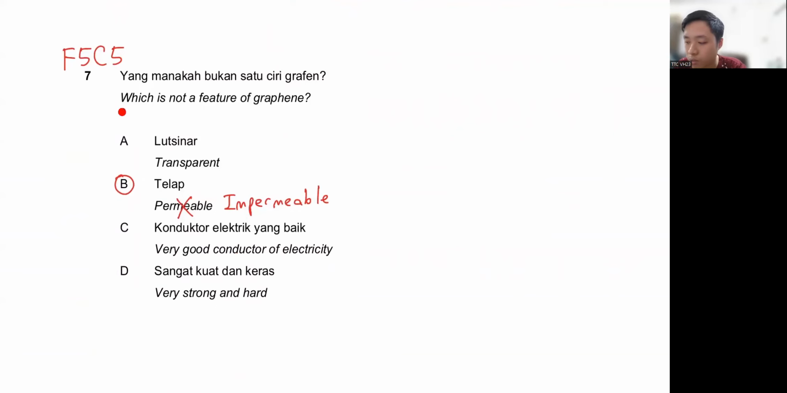Question 7 is graphene. Graphene actually is B. Not a feature. Not a feature means graphene actually has 6 properties. Transparent, very good conductor of electricity, very strong and hard. Impermeable. Remember, impermeable means a lot of substances can't go through graphene except for water. That's why they can do water filtration. Because remember, mostly the nanoparticles are very small, 10 to the power -9, except water. Water is smaller than graphene.